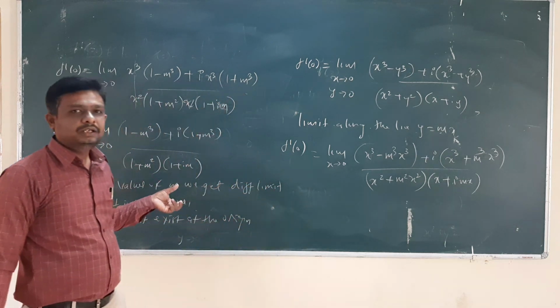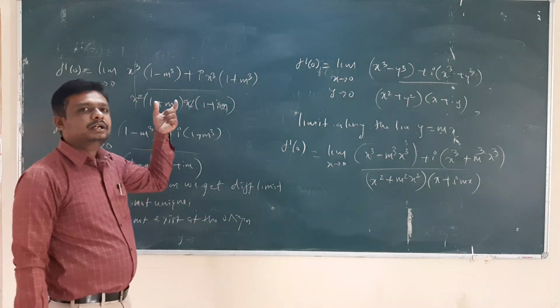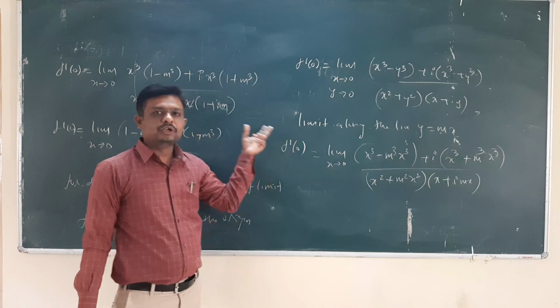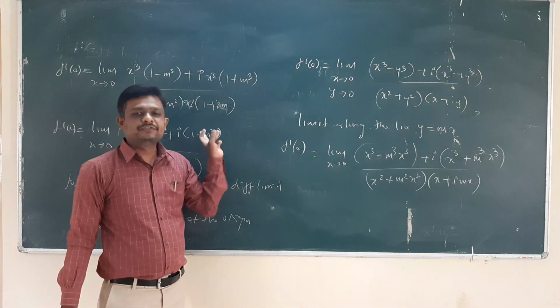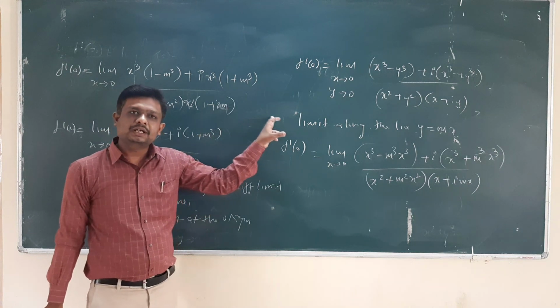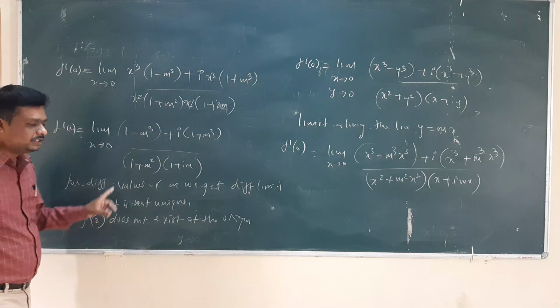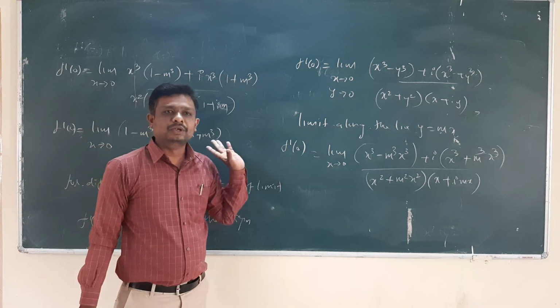So here we have seen the function is continuous at the origin because both u and v are rational functions. Then we have proved it satisfies the CR equations at the origin, and also we have proved the derivative of the function does not exist at the origin. Thank you.